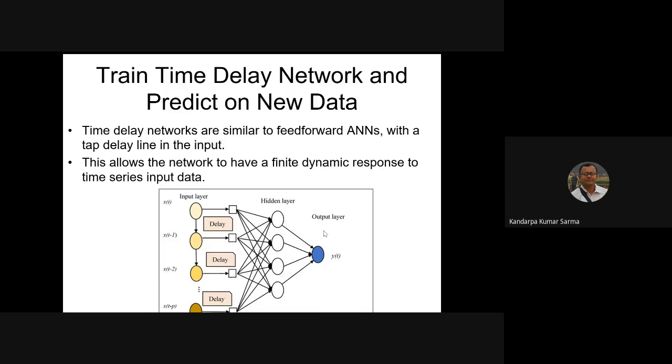Now we quite frequently see that the time delay neural network is used to deal with time series data, and then do prediction or forecast based on time. So the structure is quite significant. How we formulate the structure, how we configure the structure to generate finite dynamic response to time series data. That part is quite significant.